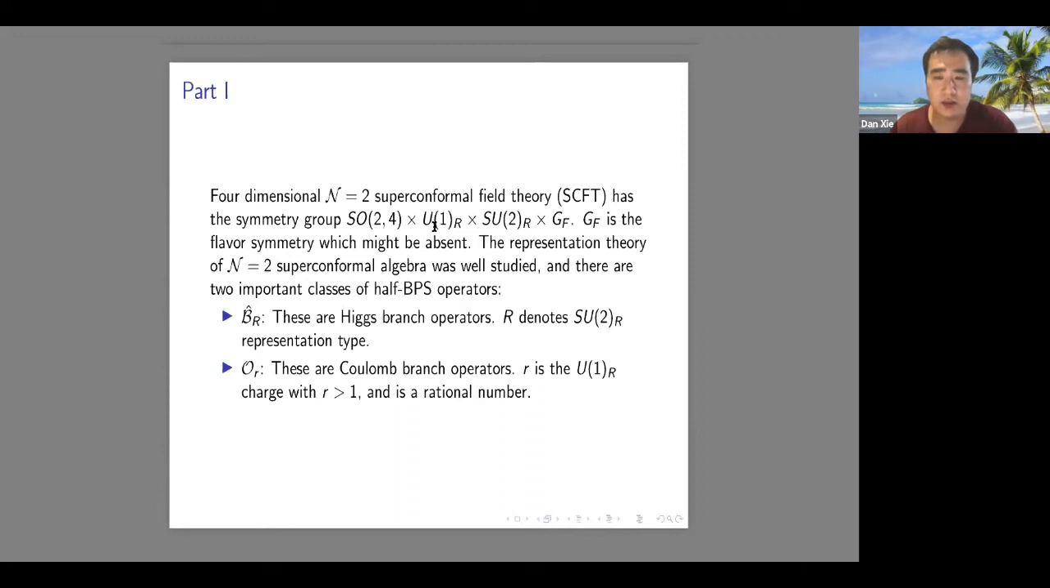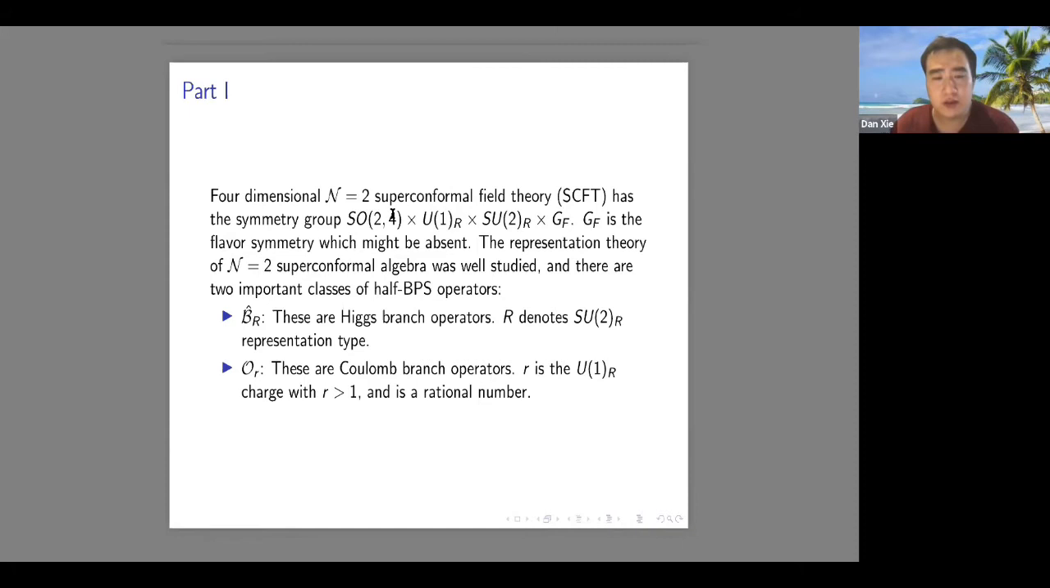So this class of theory, I think Madalena probably will give a much more thorough introduction. So here I just want to point out some of the main features of this class of theories. So first of all, this theory has a symmetry group. The bosonic, here I just use the bosonic symmetry group, which is SO(2,4) times U(1)_R times SU(2)_R times G_F. So here SO(2,4) is the four-dimensional conformal group.